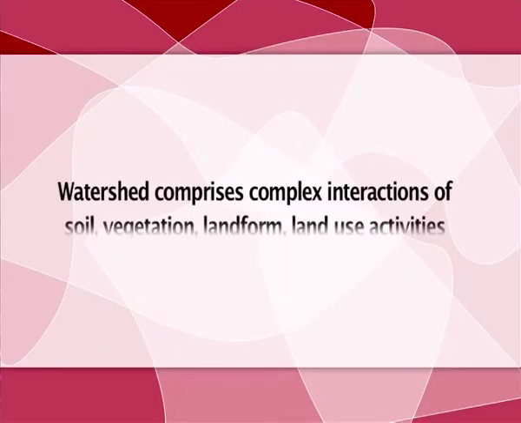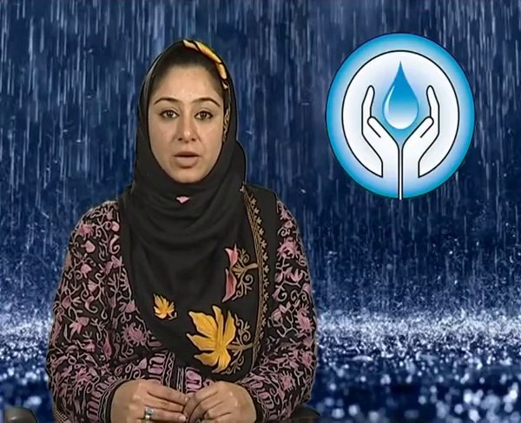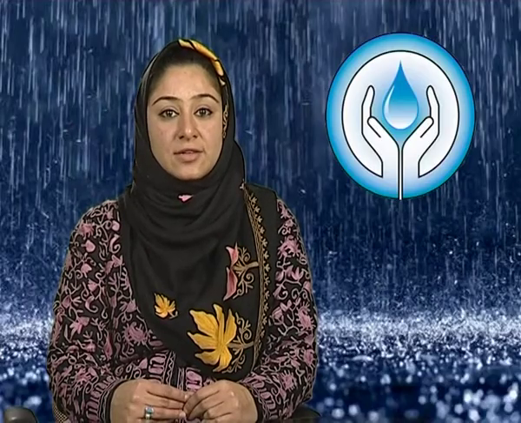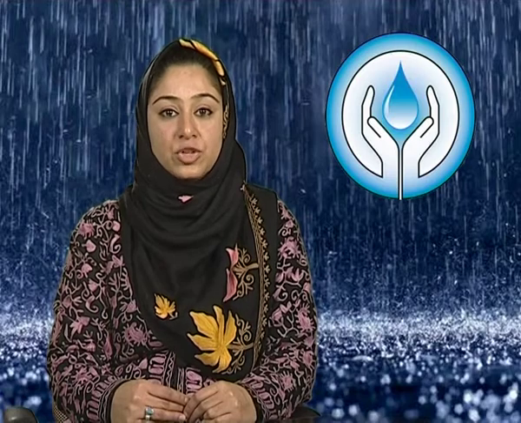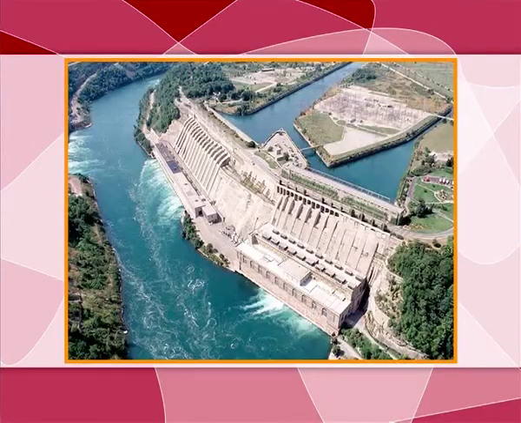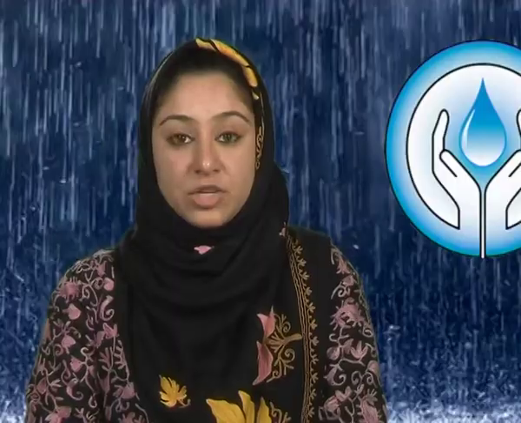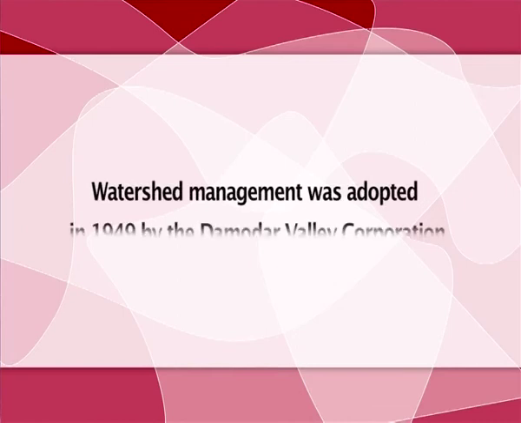The watershed comprises a complex interaction of soil, vegetation, landform, land use activities and water. People and animals are an integral part of the watershed, having mutual impacts on each other. A watershed affects us; it is directly involved in sustained food production, water supply for irrigation, power generation, transportation, as well as influencing sedimentation and erosion, vegetation growth, floods and droughts. Thus, management of watersheds, treating them as a basic functional unit, is extremely important. The first such integrated watershed management was adopted in 1949 by the Damodar Valley Corporation.